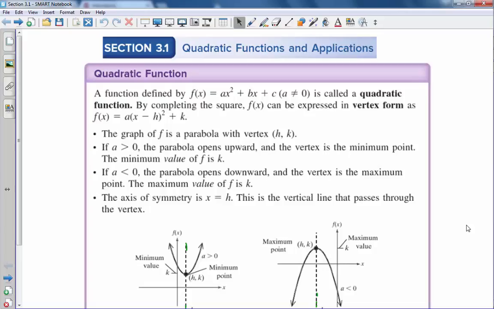This is it, 3.1. This chapter 3 is about polynomials. We are going to talk more about polynomials when we go to the next section, but in 3.1 we are dealing with quadratic functions. You have already had enough experience with quadratic functions. You have seen them a lot. You have modified them, sketched them, graphed them. We're going to take a deeper look at their graphs, their properties, and where we use them.